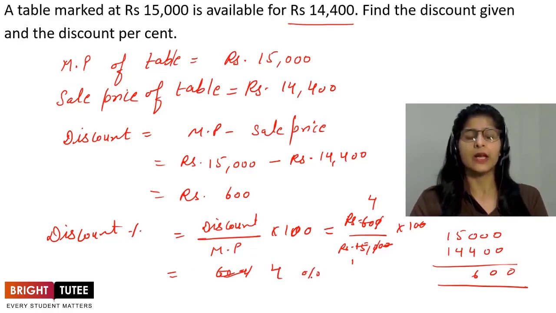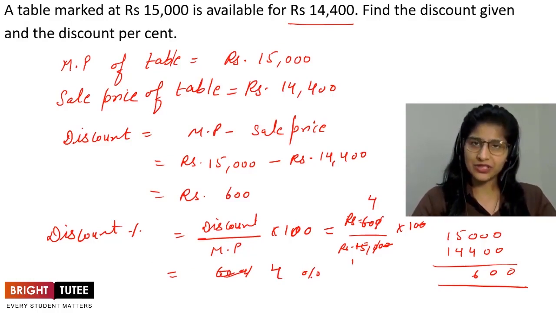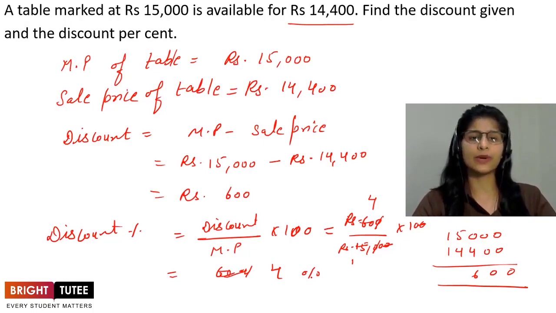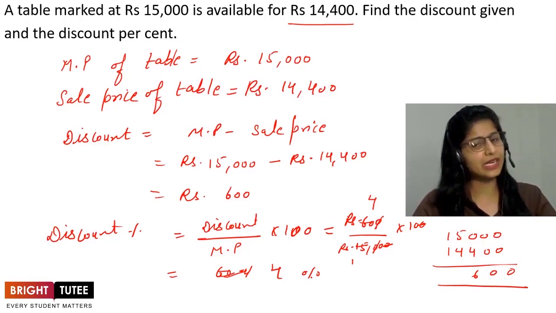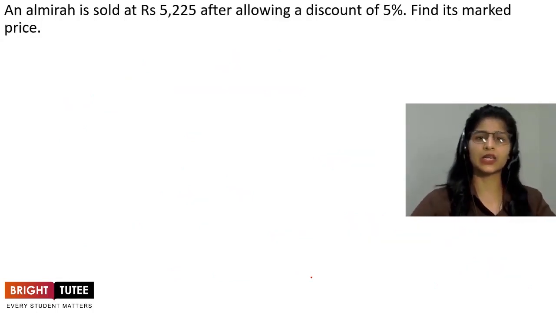So we have 4%, not 60, it is 4 coming up. So if your marked price is 15,000 and you got that table for 14,400, that means the discount is of rupees 600 and discount percent is 4%. 4% is the discount given on this item. Clear? So how did we calculate discount percent? Discount, which is rupees 600 divided by marked price, which is 15,000 into 100. After the zeros cancellation, we are left with 60 upon 15, and 15 fours are 60. So the discount percentage is 4%. Clear?